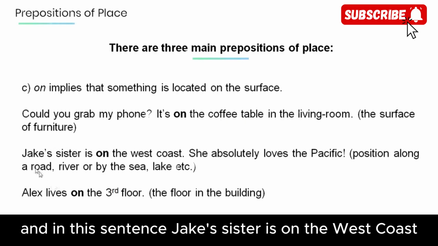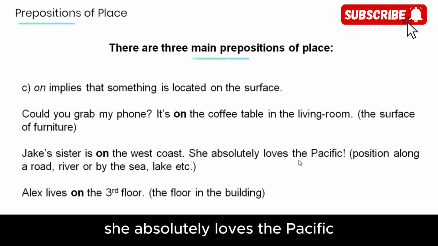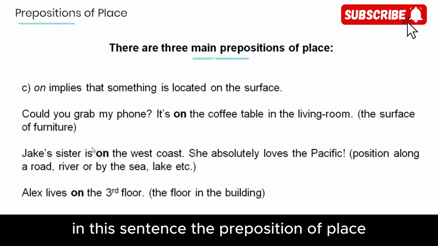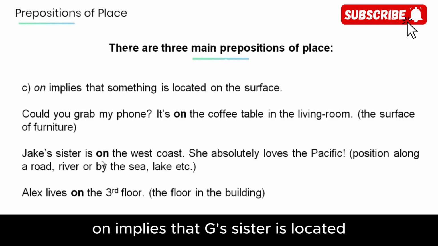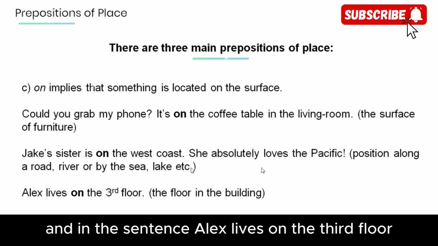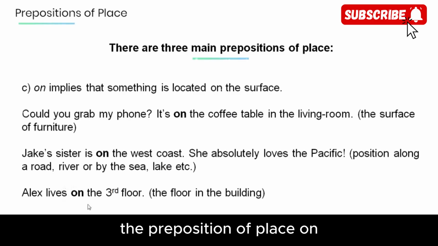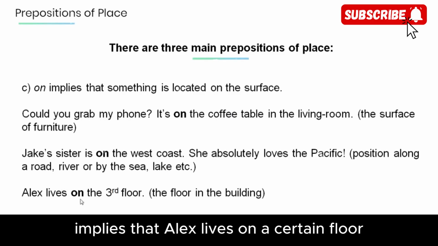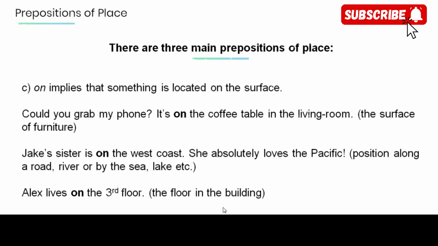And in the sentence, Jake's sister is on the West Coast. She absolutely loves the Pacific. In this sentence, the preposition of place on implies that Jake's sister is located along a road, river, or by the sea, lake, etc. And in this sentence, Alex lives on the 3rd floor. The preposition of place on implies that Alex lives on a certain floor in the building.